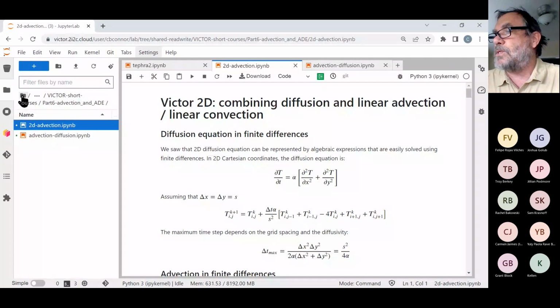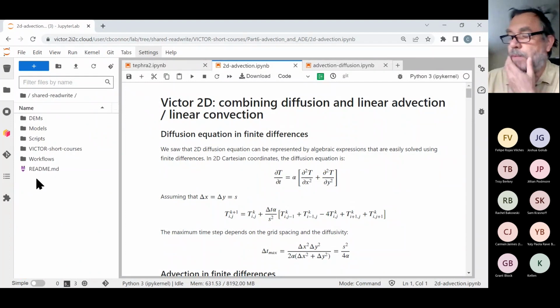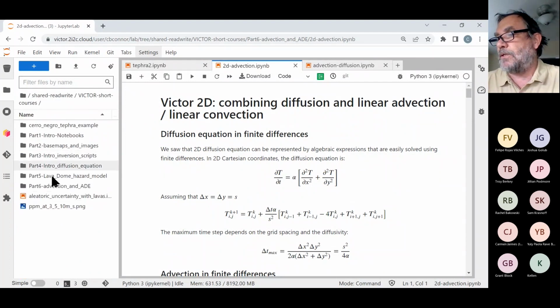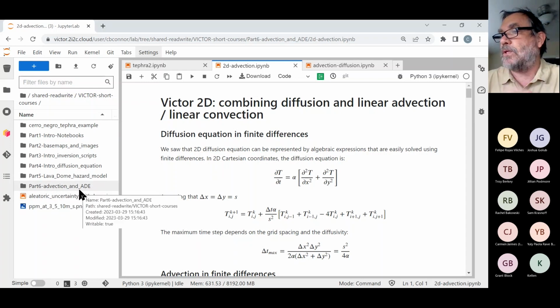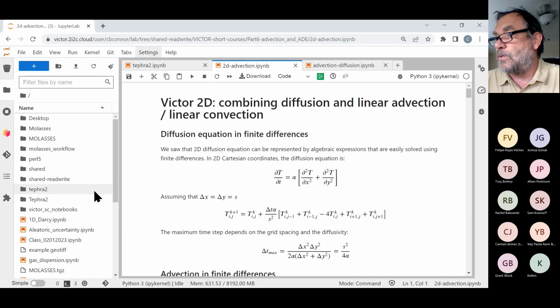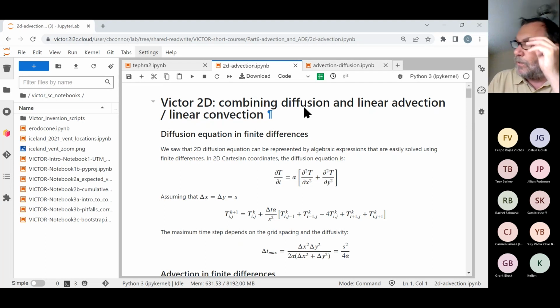Thank you. All right, so if you just go up to the shared read write on yours, if you happen to be running it, I put these things in the Victor short course, and I'm talking about part 6 today, which is advection and ADE. So you can grab those codes and return to your own directory and modify them or use them or just follow along as you see fit. Anyway, here's the first notebook I want to talk about, called 2D advection. And so I just put a little review in here at first.